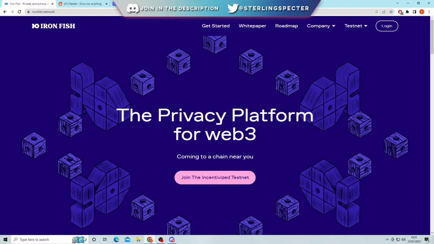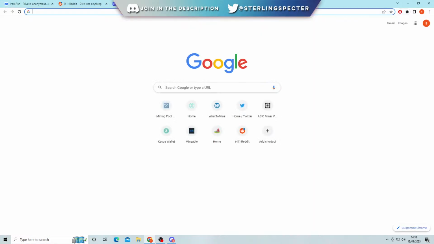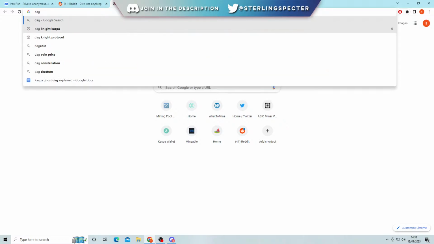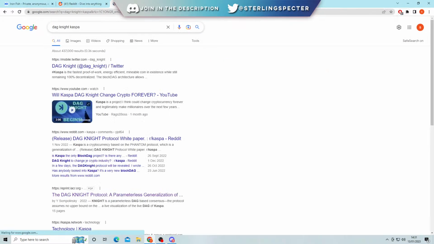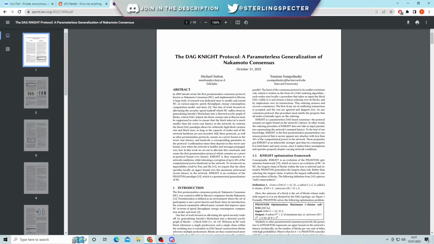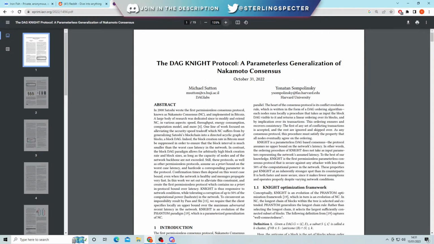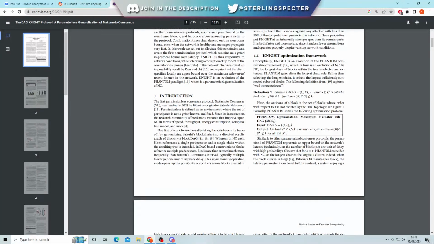So I've also been working on the Casper Coin GHOSTDAG video. Not GHOSTDAG, but the DAGKnight video. If you type in DAGKnight Casper, mainly on this DAGKnight protocol paper. Now this paper is extremely confusing for people that haven't ever touched any cryptocurrency papers, or ever looked at them.